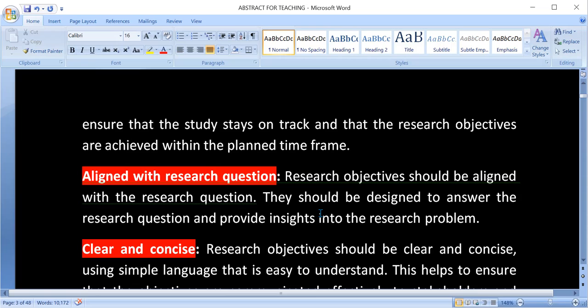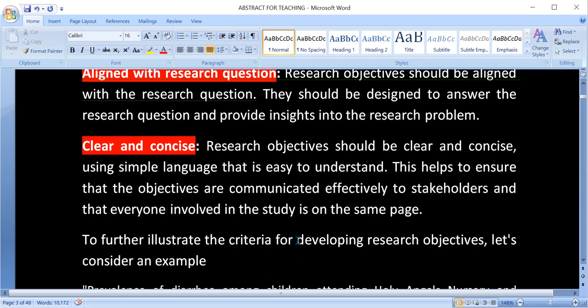Another characteristic is alignment with research questions. Research objectives should align with research questions. They should be designed to answer the research questions and provide insight into the research problem. That is what it's trying to say: for every research objective, there is a related research question. Let's say, to determine the level of knowledge of women toward ANC, the research question would be, what is the level of knowledge of these pregnant women towards ANC, you see.